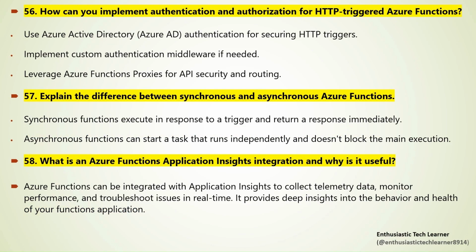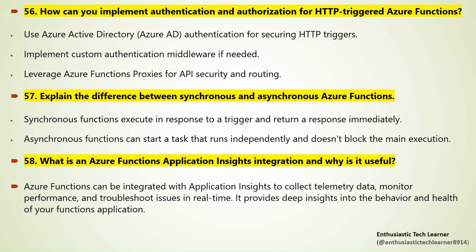How can you implement authentication and authorization for HTTP-triggered Azure functions? Use Azure Active Directory (Azure AD) authentication for securing HTTP triggers. Implement custom authentication middleware if needed. Leverage Azure Functions proxies for API security and routing.